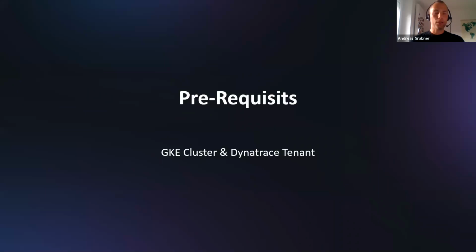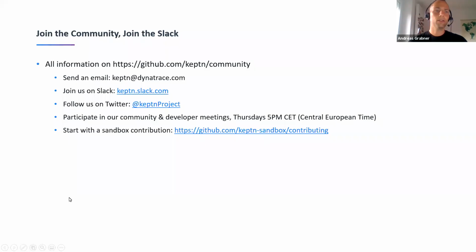Because now we're coming to the part that those people who have been here earlier today already know, but let's just make sure we have all the prerequisites. So folks, prerequisite wise, a reminder: join the community, join the Slack. You can find all of the information on the Keptn community on github.com/Keptn/community. This is where you see the exact same information that I'm posting here. Get in touch with us via email, but very important, join us on the Slack channel.